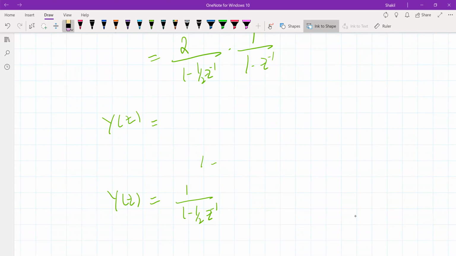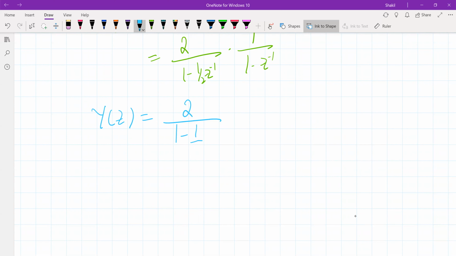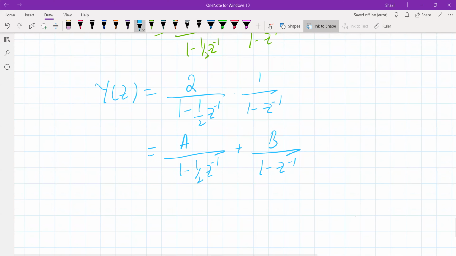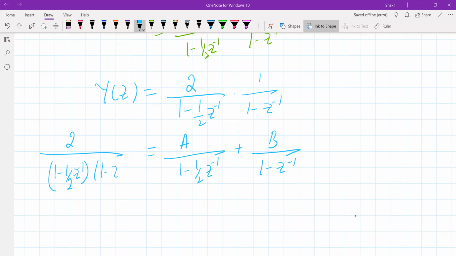Let's see the answer. Using the procedure of the partial fraction method, Y(z) is simply 2 divided by (1 minus 1/2 z inverse) times (1 minus z inverse). You can write it as A divided by (1 minus 1/2 z inverse) plus B divided by (1 minus z inverse). So this is equal to this, and we have written it from this formula.